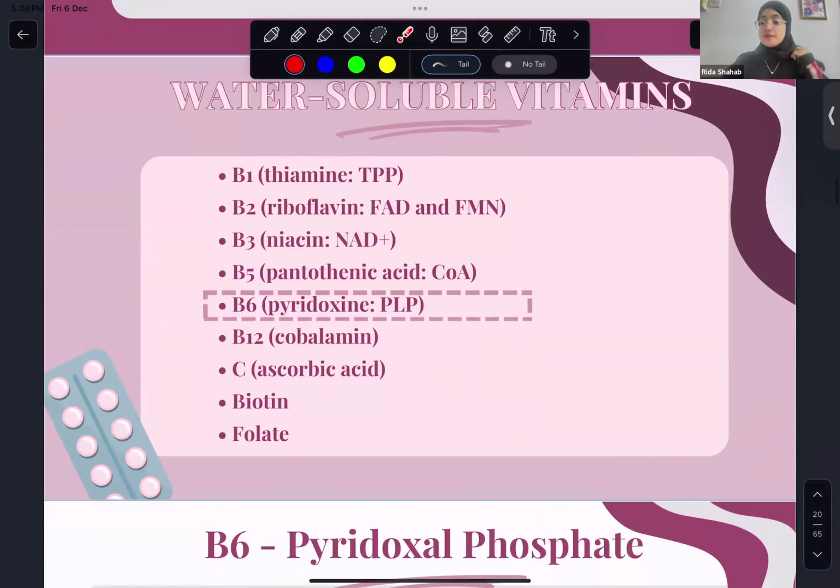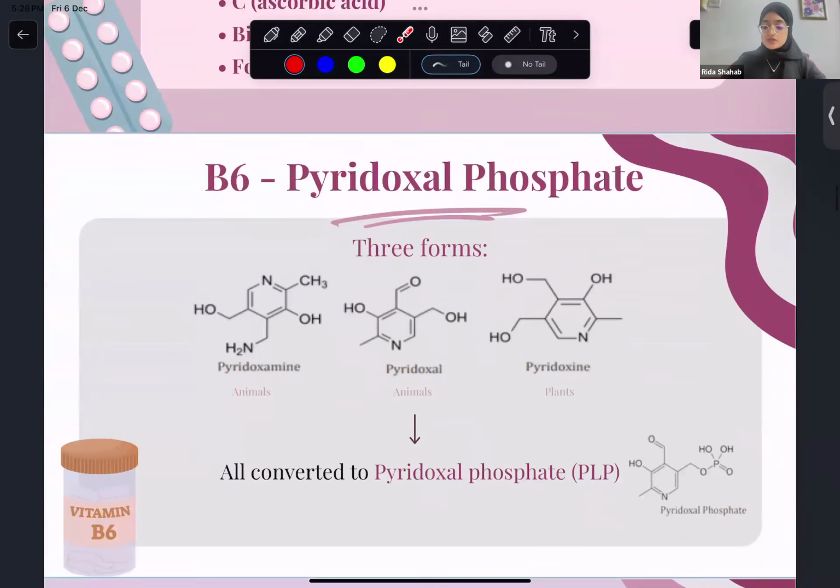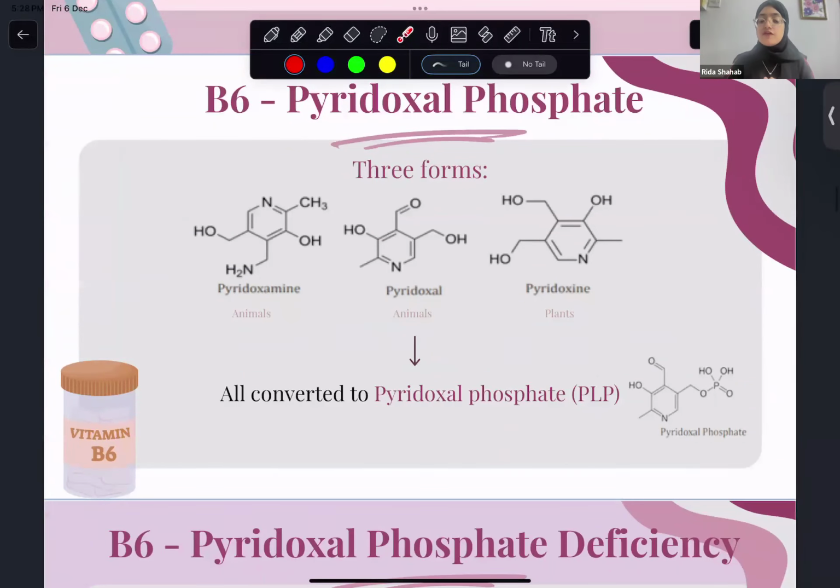Moving on, we have B6, which is pyridoxine or pyridoxal phosphate. There are three forms: pyridoxamine, pyridoxal, and pyridoxine. Pyridoxine is the one present in plants, and pyridoxal and pyridoxamine are present in animals. All three of these, however, are converted into pyridoxal phosphate, which is one of our main coenzymes.